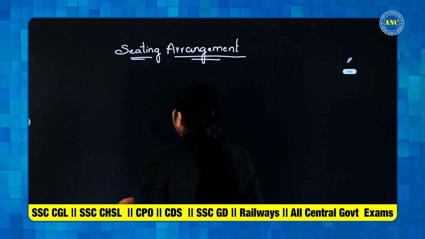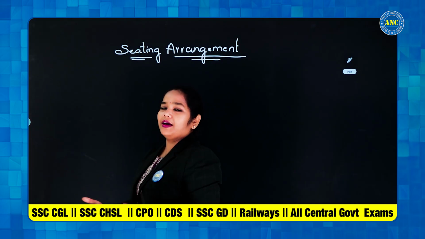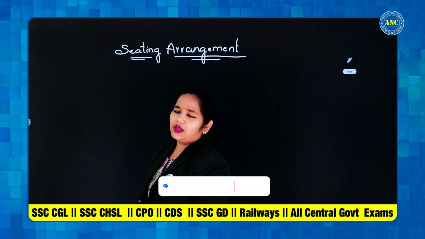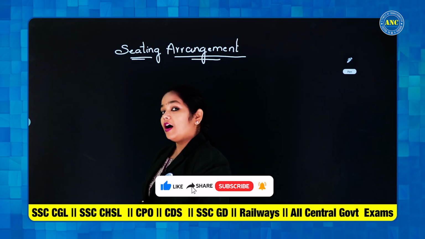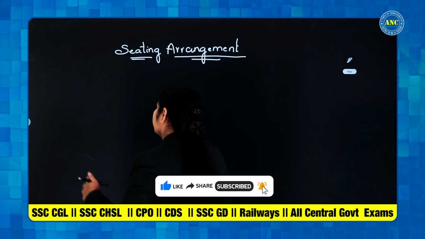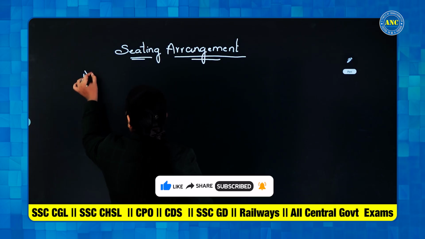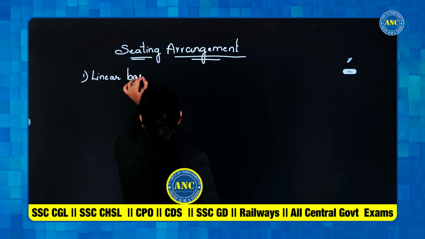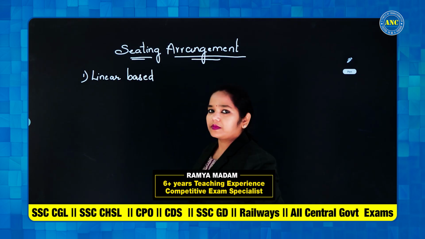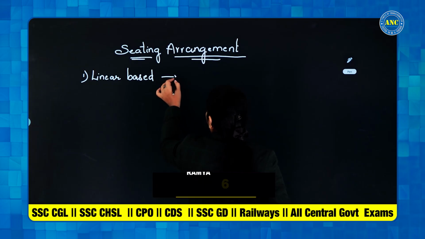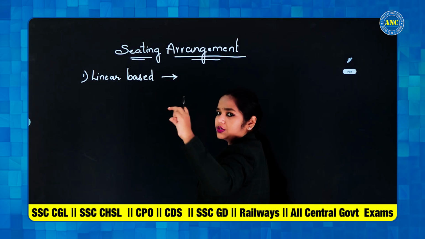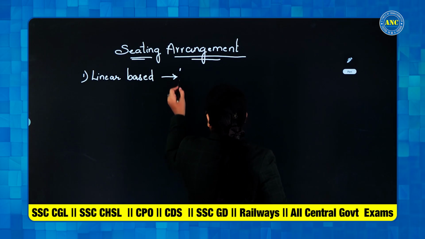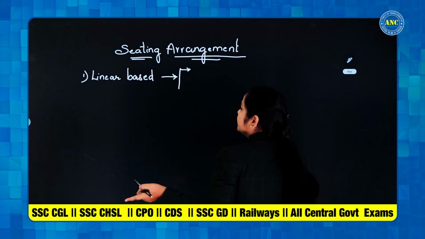So, how many types of seating arrangements can we see in the examinations, whether Banking or RRB or SSC? One will be linear based. What is meant by linear based? People are arranged in a straight line. In linear based also, what different methods and concepts may we have?